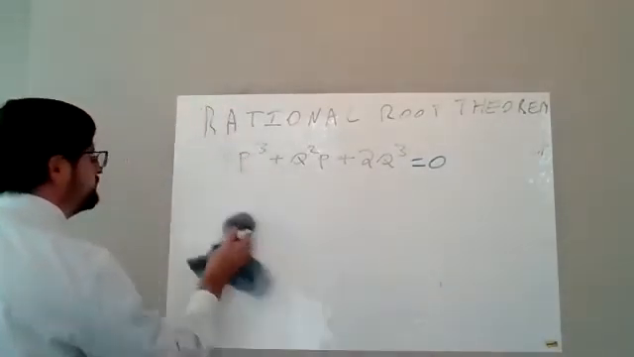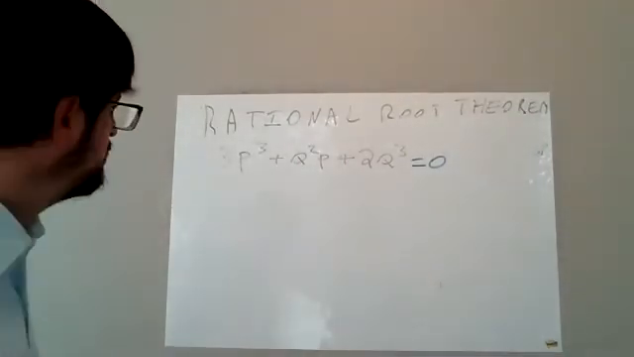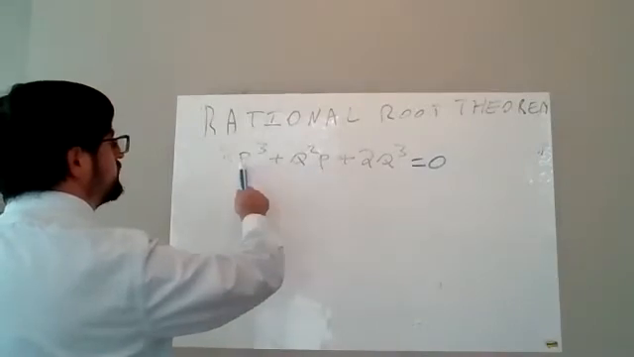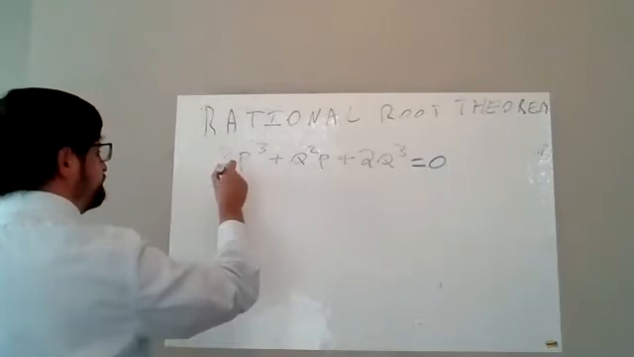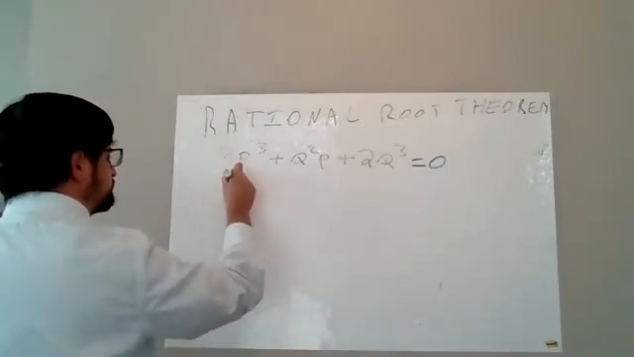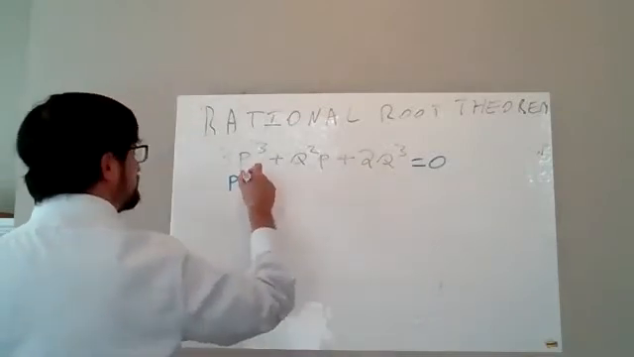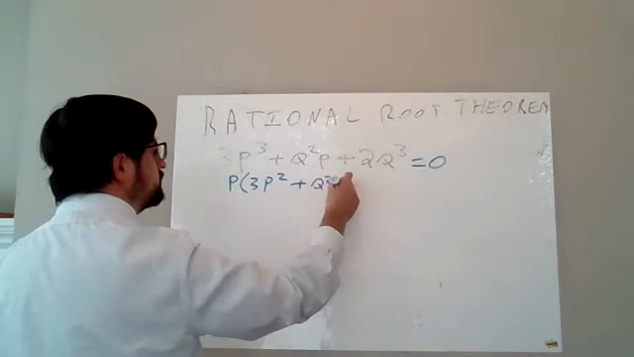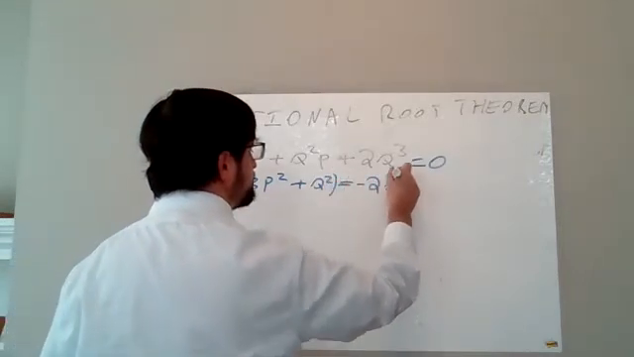Now I want to do something. I'm going to notice something. These two terms only have p's in them. This term does not. You can factor a p out and bring that term over. 3p squared plus q squared equals negative 2q cubed.